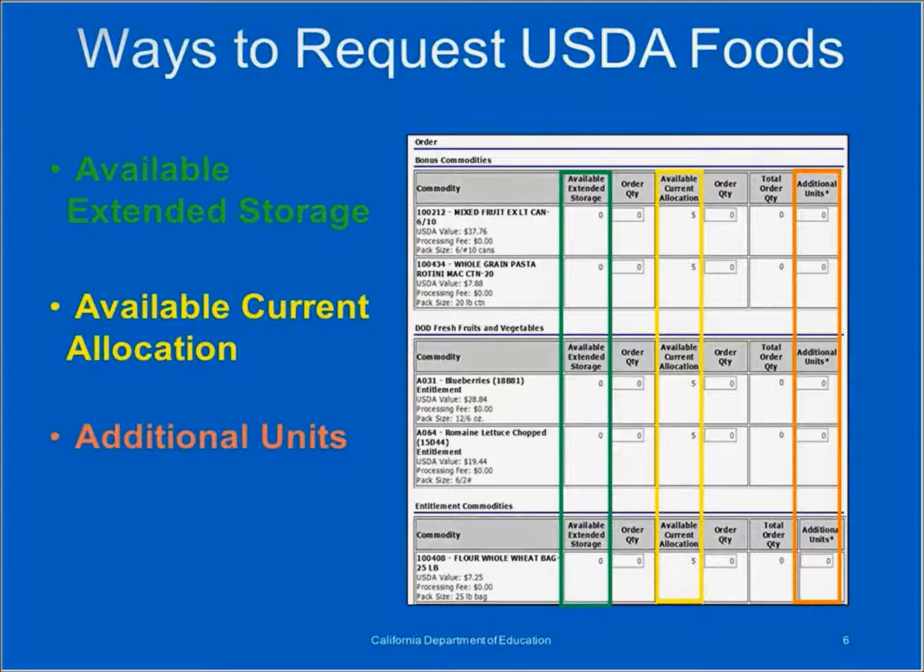The column highlighted in orange is the additional units column. Agencies are given the option to request additional units during an allocation. These additional unit requests will be fulfilled based on availability and cannot be guaranteed. Please note that agencies use their remaining entitlement for these additional units.